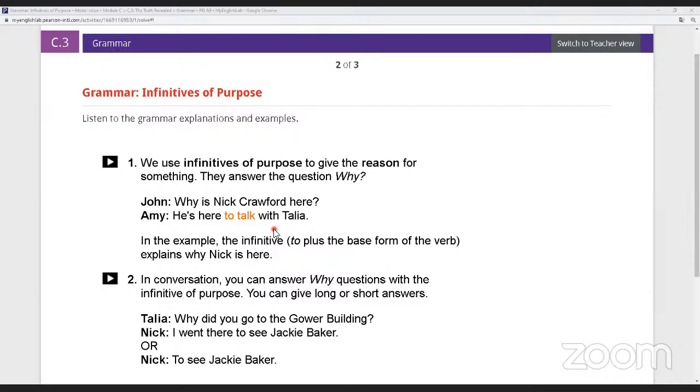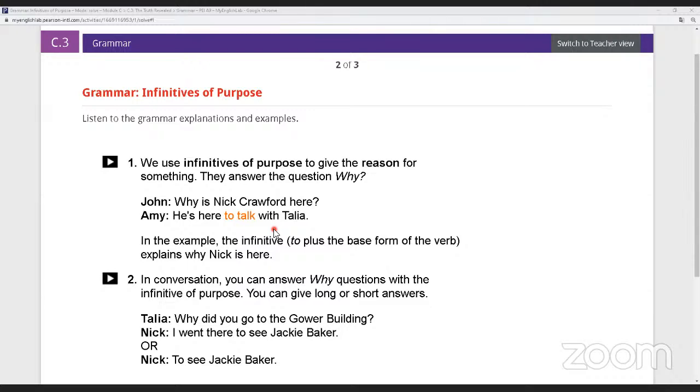So, for example, we have: why is Nick Crawford here? He is here to talk with Talia, right? He is here because, right? But I need to change the structure if I'm gonna use because. When we use because, it's a little bit longer. On the other hand, we're gonna find this infinitive that is a little bit shorter, and more direct, of course. So he's here to talk with Talia. If I use because, he's here because he wants to talk with Talia. It's the same, but longer. So instead, we can use the infinitive directly, and we know the structure is to plus the verb in its base form, right?